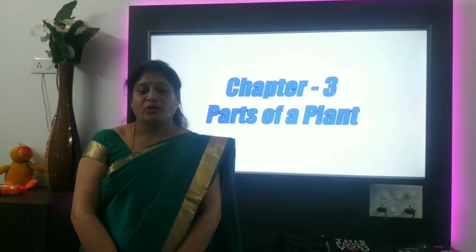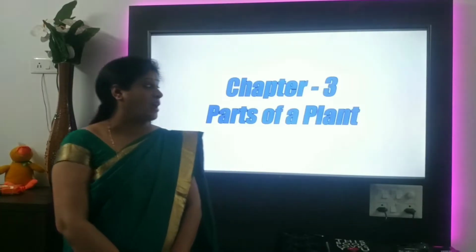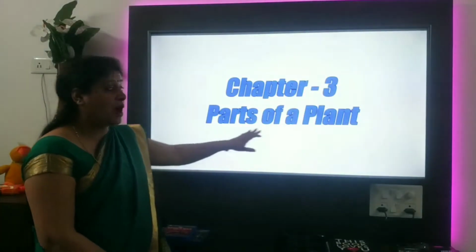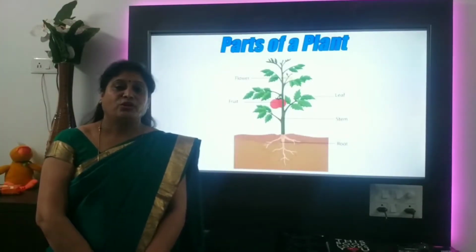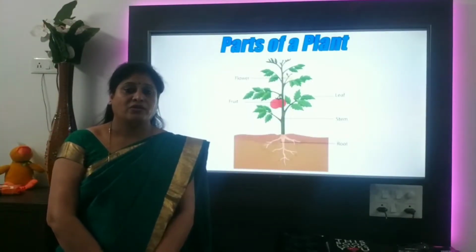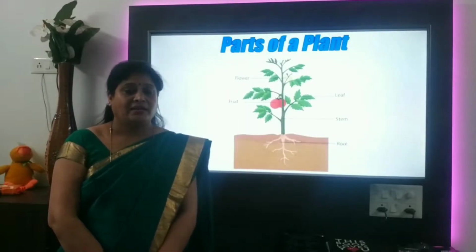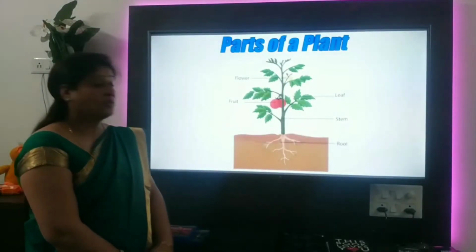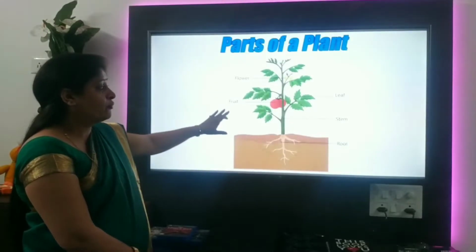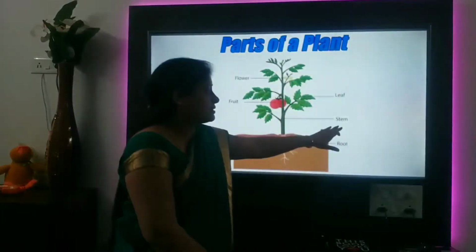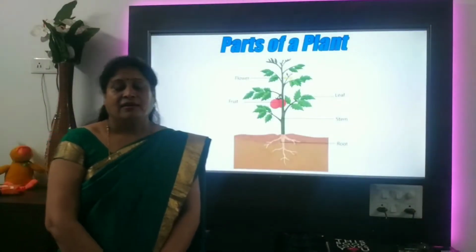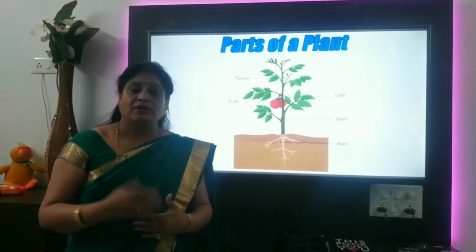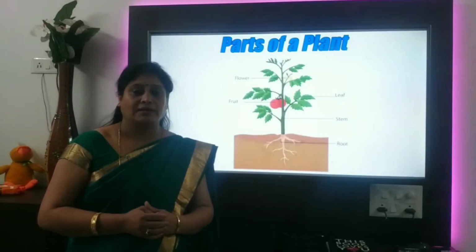So children, we are going to start our third chapter of science, that is parts of a plant. Children, you have learnt in your previous class about parts of the plants, and in that you have learnt about flower, fruit, leaf, stem and root. And in this class, we learn more about plants.